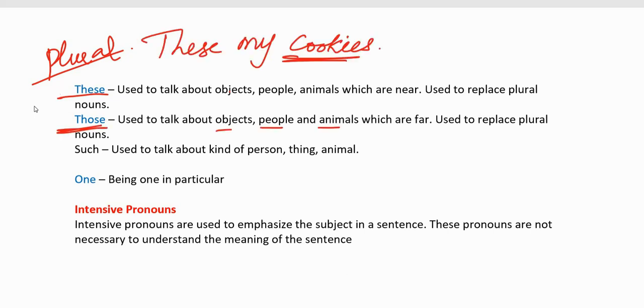Those is used to talk about objects, people and animals which are far. Those are the dogs that bark every night. Those are the boys who fought yesterday.